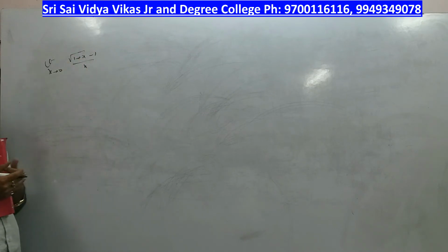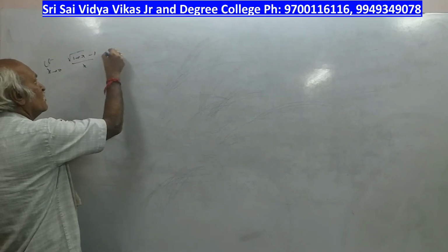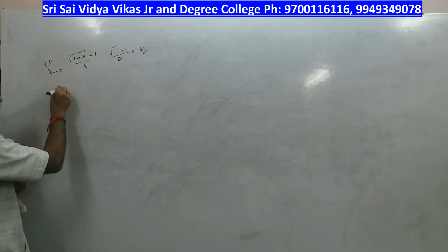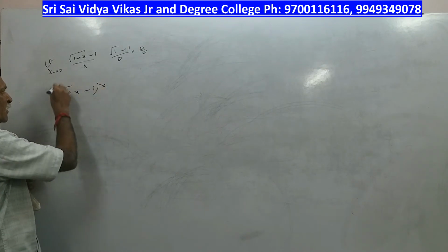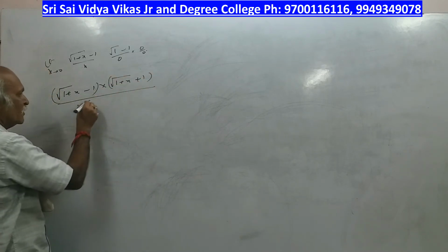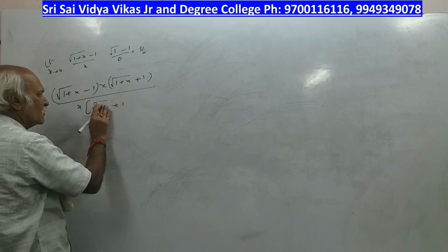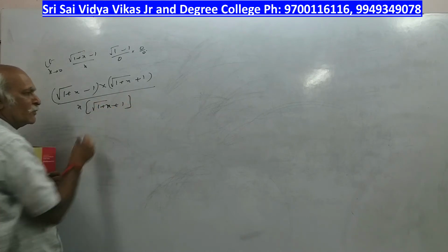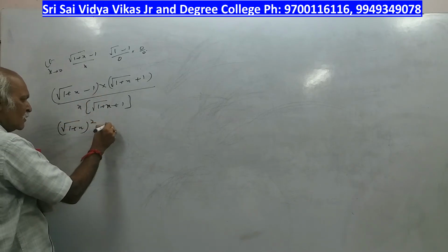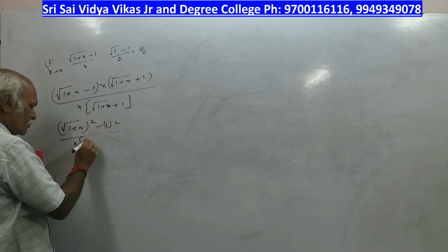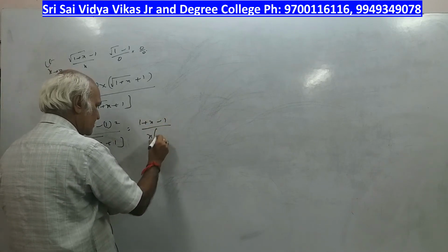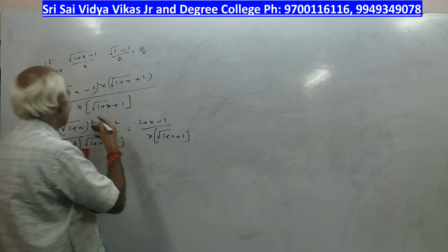Limit x tends to 0 of root of 1 plus x minus 1 by x. If you put x equal to 0, root 1 minus 1 by 0, 0 by 0 is coming. So what will I do? Rationalize the numerator, multiplying by root of 1 plus x plus 1 in numerator and denominator. In the previous one we rationalized the denominator, now we are rationalizing the numerator. So this becomes root of 1 plus x whole square minus 1 square by x into root of 1 plus x plus 1. So this becomes 1 plus x minus 1 by x into root of 1 plus x plus 1. I am not writing limits, we are simplifying.